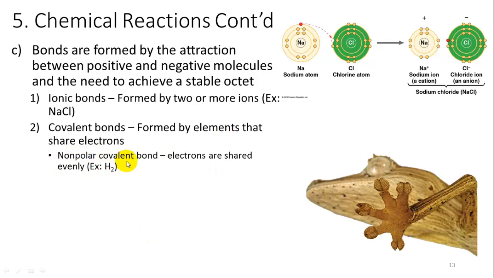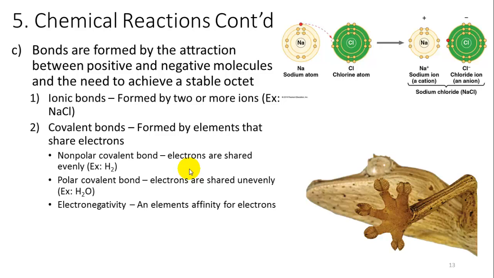In a nonpolar covalent bond, nonpolar means the electrons are shared evenly. So two hydrogen atoms that are sharing an electron, neither one of them has a greater attraction to that electron than the other, so they are shared evenly. In a polar covalent bond, those electrons are shared unevenly. So that occurs in water because oxygen is a bigger atom than hydrogen, and it has a greater affinity for that electron that they are sharing than the hydrogens do. So it's sharing, but it has it more than the hydrogens do.